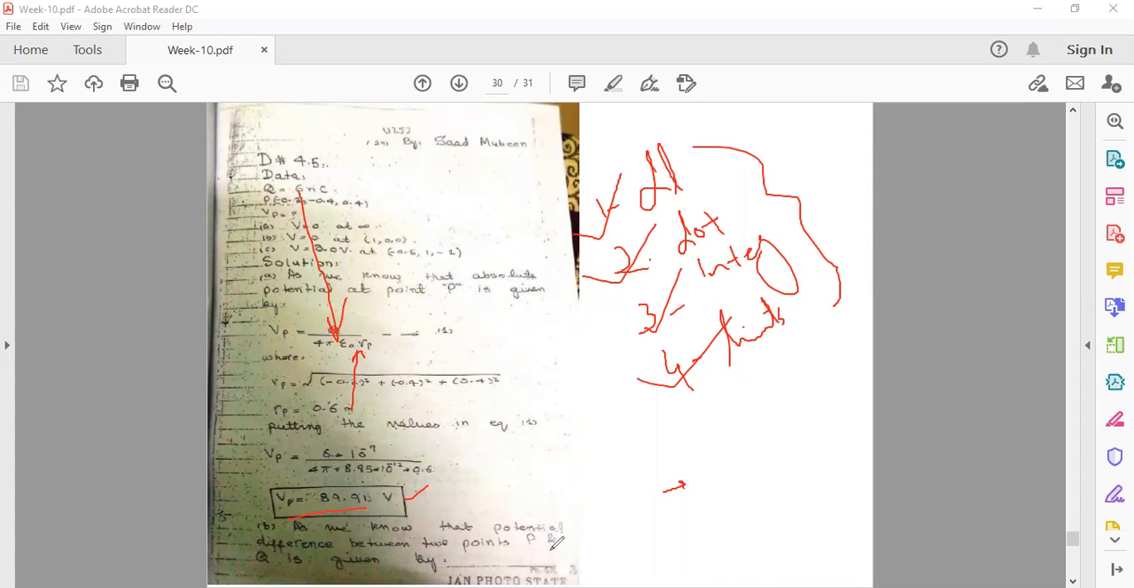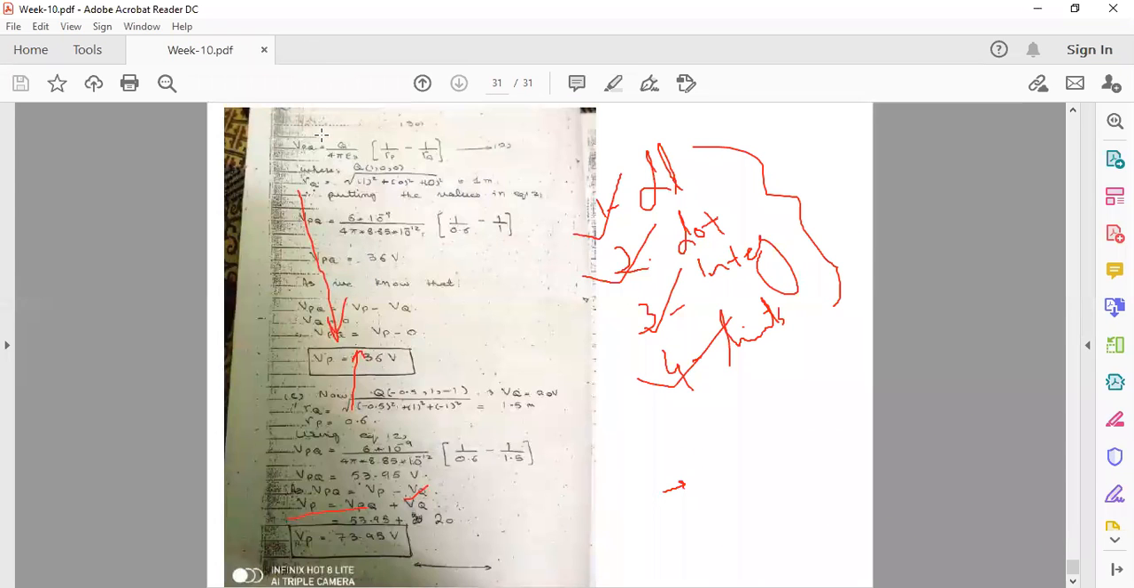As we know, the potential difference between two points P and Q is given by Vpq is equal to q divided by 4 pi epsilon naught times 1 over rp minus 1 over rq. The rp has been found, 0.6, but now we have to find rq for 100. So 1 squared plus 0 squared plus 0 squared, whole square root, you will get rq is equal to 1. Putting the values in equation 2, we will get Vpq is equal to 36. As Vq is equal to 0, Vpq is equal to Vp, which is equal to 36.